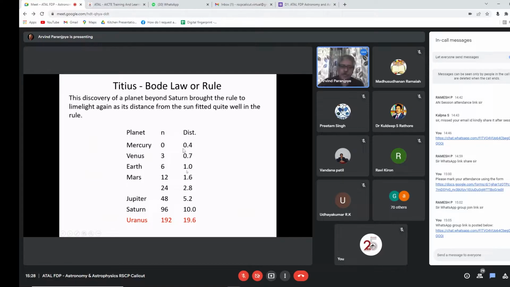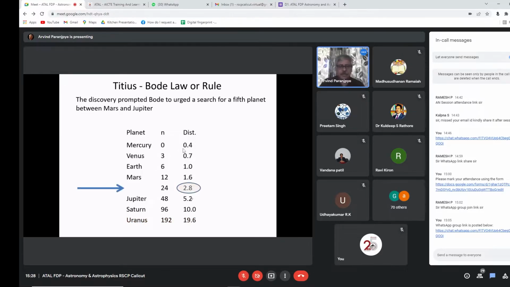But interestingly, look at the position of Uranus. If you see the value for 192, it is 19.6. So what you see is that the orbit of Uranus, or the distance of Uranus from the Sun, fell exactly at the next planet position in the Titius-Bode rule. And then the scientists became interested, thinking that this particular rule has some value, and there must be a planet between Mars and Jupiter at about 2.8 astronomical units, that is 2.8 times the distance between Earth and the Sun. There must be a planet.